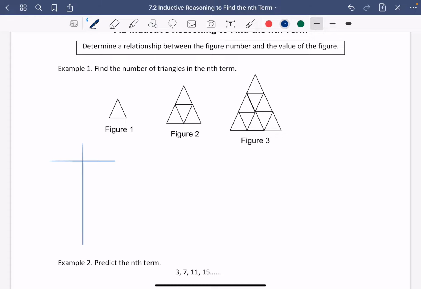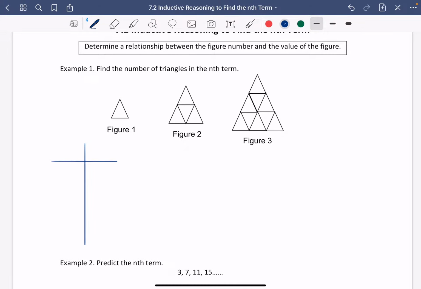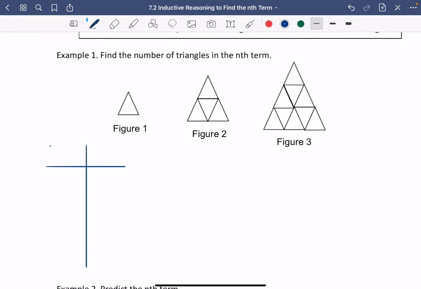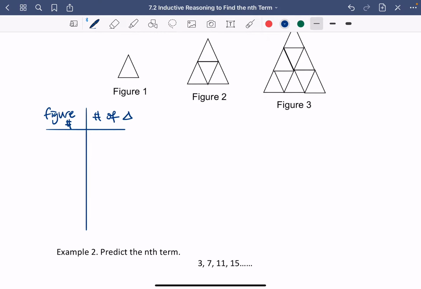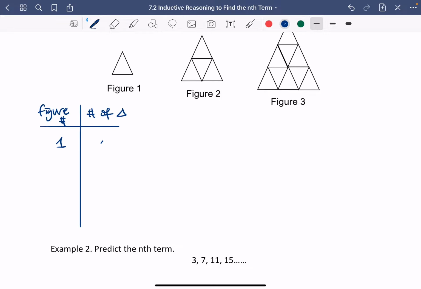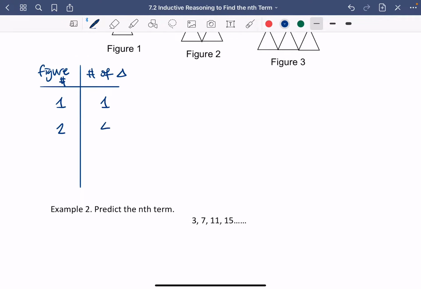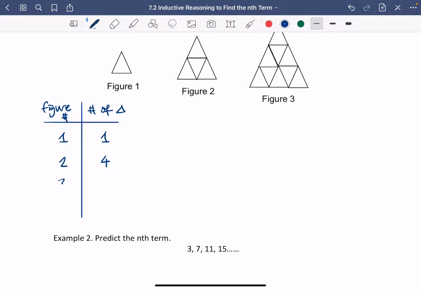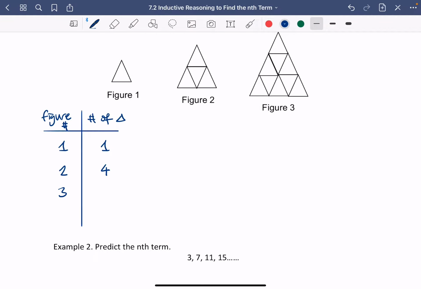to analyze the problem. So on the left column, I'll say figure number, and on the right column, I'll write down number of triangles. So for the first figure, how many triangles do I have? I have one. And for the second figure, I have 1, 2, 3, 4 triangles. And for the third figure, I have 4 plus 5, so 9 triangles.